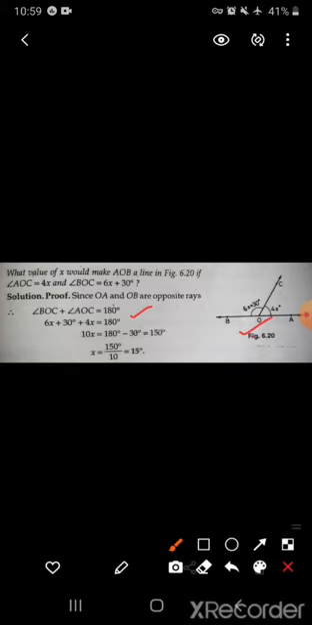Now put the value of BOC and AOC very carefully: 6x plus 30 plus 4x equal to 180 degree. Now keep the terms without x on one side and the values in x form on the other side. 6x plus 4x gives us 10x, and when we transpose 30 towards the right hand side, it takes a negative sign, and hence on subtraction we get 150 degree. 10x equal to 150, so x equals 150 upon 10, which gives us 15 degree. The value of x comes as 15 degree.